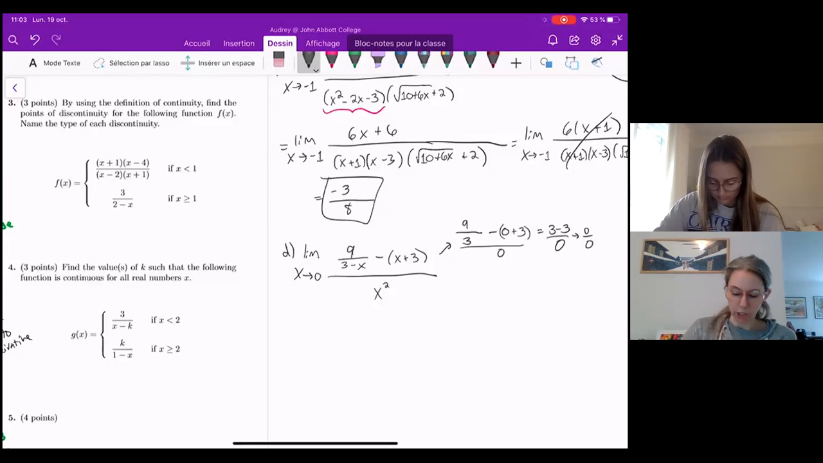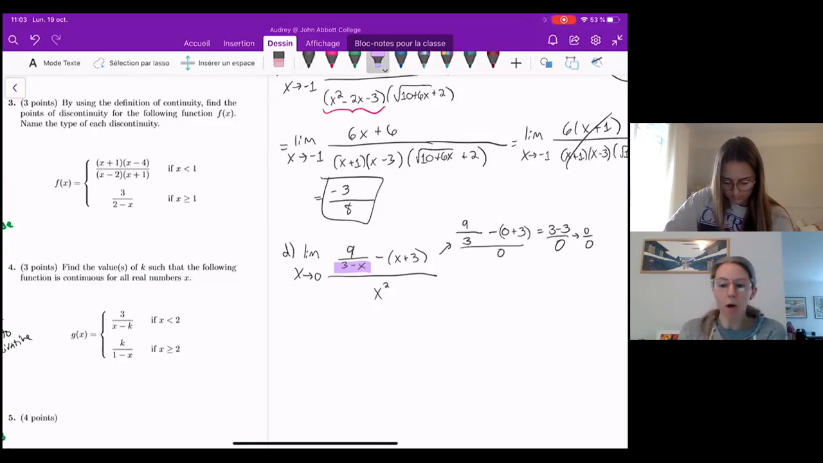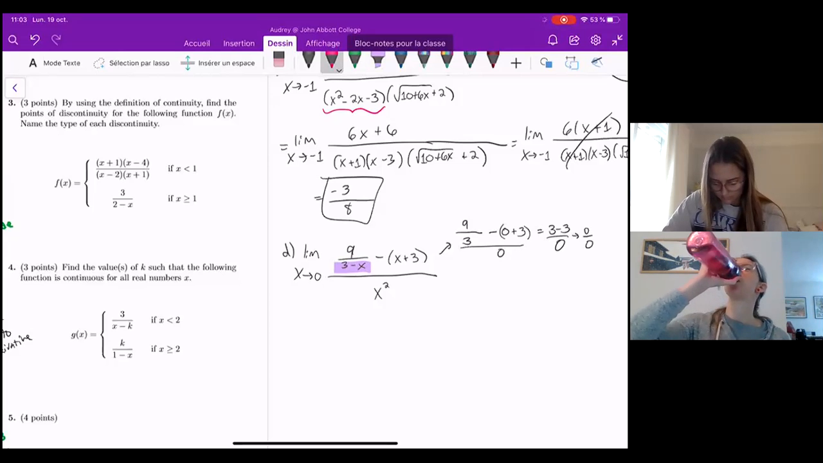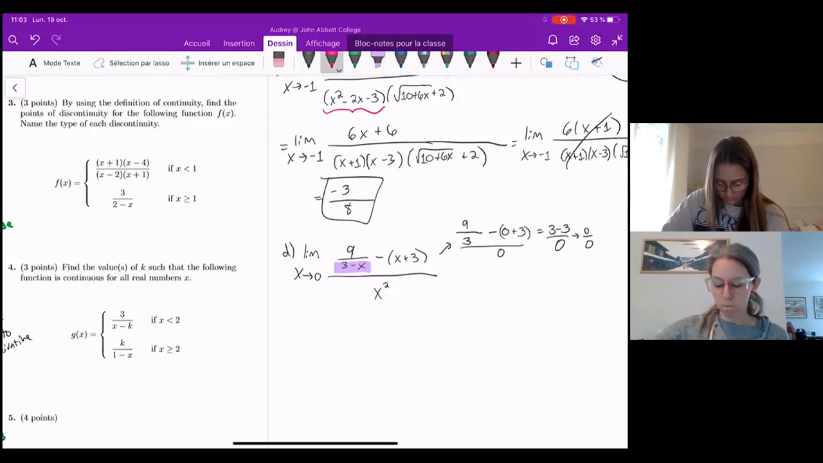So this is one of those questions where we have a small fraction in the bigger fraction. So we have a complex fraction. What do I need to do here to deal with the complex fraction? Multiply everything by 3 minus x.